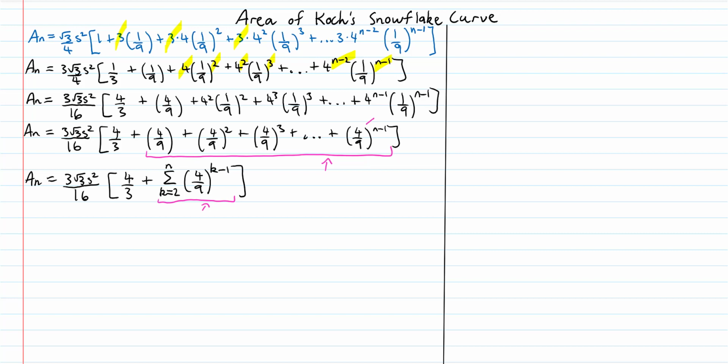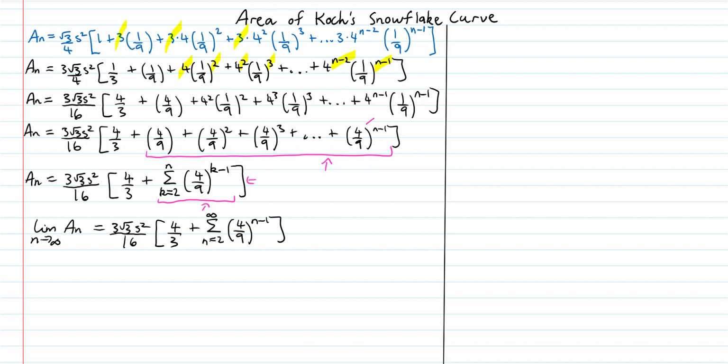So now we're going to take the limit as n goes to infinity of AN. So we have then the limit as n goes to infinity of AN is equal to 3 times square root of 3 times s squared over 16, and then in the brackets we have 4 over 3 plus the sum, and our sum is going to go from n equals 2 to infinity because we've taken the limit as n is going to infinity, and then we're going to have 4 over 9 to the power of n minus 1.